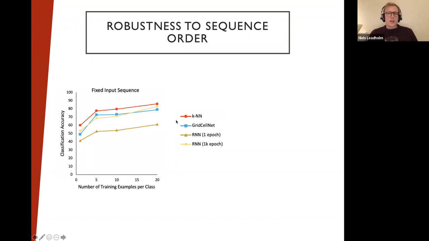The reason for the one epoch of training is because the k-nearest neighbor and the grid cell net essentially observe each feature for a given example only once and perform, in the case of grid cell net, a single weight update for that feature. So it's a few-shot task, not only in terms of the number of examples that are given, but also how much essentially learning time is available to actually encode these representations.